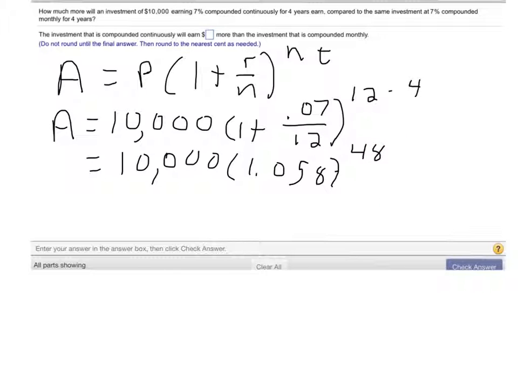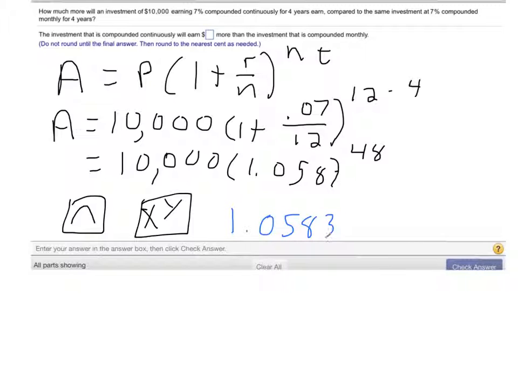Well, it depends on what kind of calculator you have. You may have a caret button, or maybe you have an X to the Y button or a Y to the X button. But you need to use that button for this next part. So on my calculator, I hit 1.05833, which is already in there. Then I've got a caret button, and then I'll hit 48, and I've got an equal sign button, and that'll give me the value of this part here.